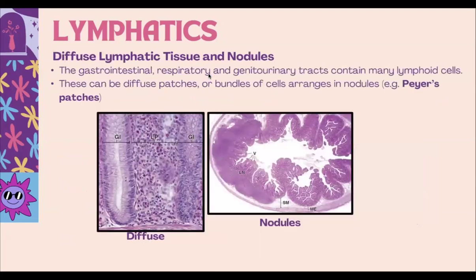Oh, this is where the picture went. I think it just got disorganized in the slides, but this is what diffuse versus nodules of lymphatic tissue look like. So diffuse, this entire thing is lymphatic tissue. It's spread all over. Versus nodules, you can have little patches of lymphatic tissue coming together, and they can be in bunches, and these can be called Peyer's patches, for example, which are found in the intestine.